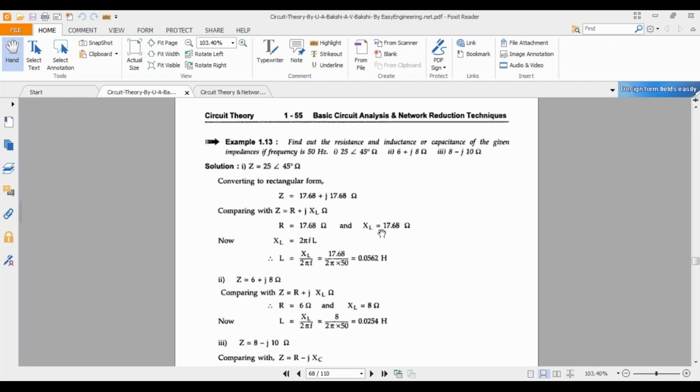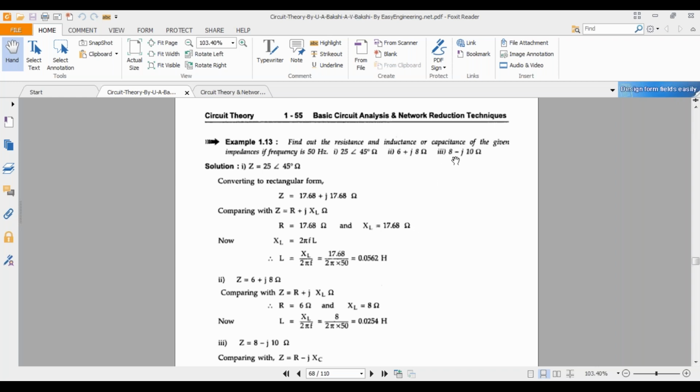So we can calculate R and XL values separately, where XL is equal to 2 pi f L, so that we can calculate the inductance value, L equal to XL by 2 pi f. And similarly for the second one, this is in the form of R plus jXL. That is the rectangular form. For this rectangular form, you can get R and L values directly. R plus jXL, R value and XL value, so that you can calculate inductance also.